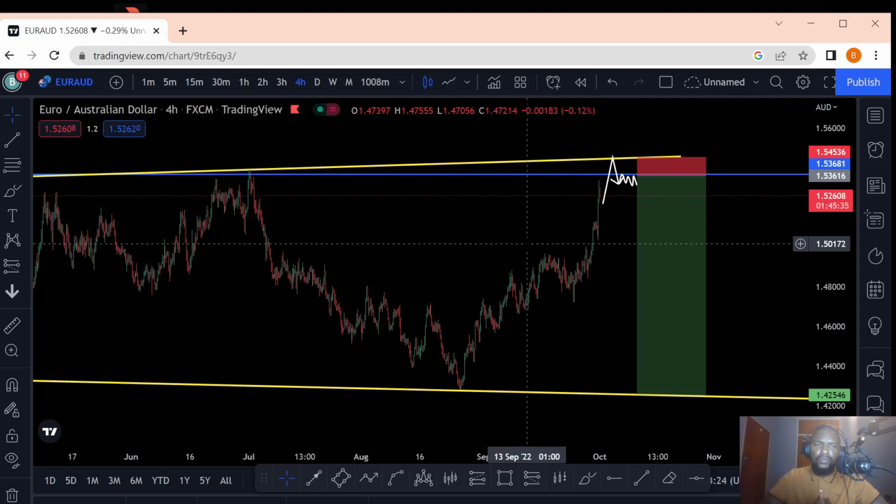So without any waste of time, guys, please do make sure that you practice the most and see this type of patterns in a higher time frame structure.